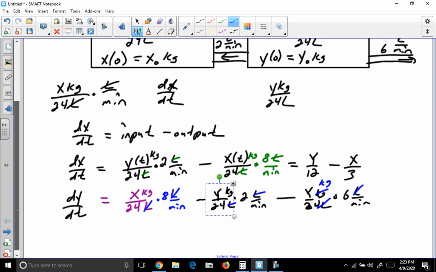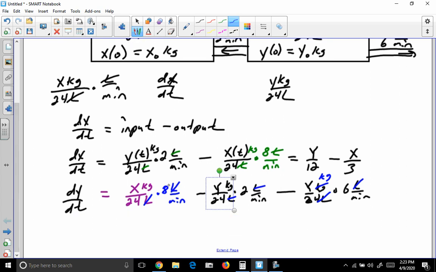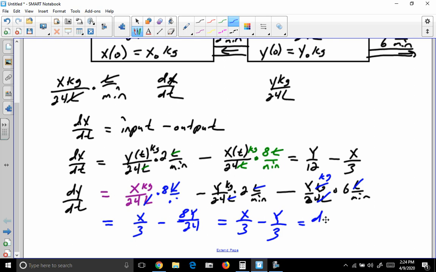So if we simplify that, 8 goes into 24, so we have x over 3. 2 goes into 24, so y over 24, not y over 24, sorry. Let's do this. We have 2 over 24 and 6 over 24 here, so that's minus 8y over 24. So we have x over 3 minus y over 3. So that's our dy dt.